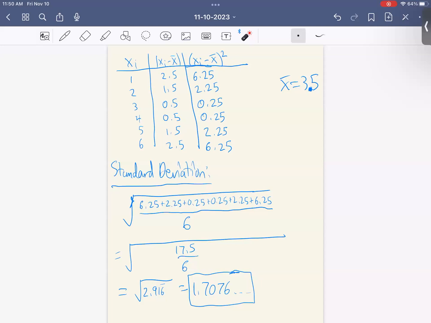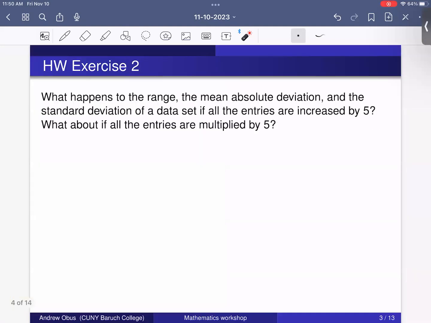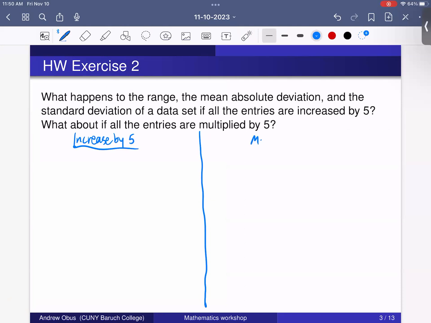Okay. So let's continue with the next exercise, which is a little bit more conceptual instead of computational. The next exercise is: what happens to the range, the mean absolute deviation and the standard deviation of a data set if all of the entries are increased by 5? And what if all of the entries are multiplied by 5? Let me divide this into 2 parts. Here we're going to have increase by 5, and here we're going to have multiply by 5.